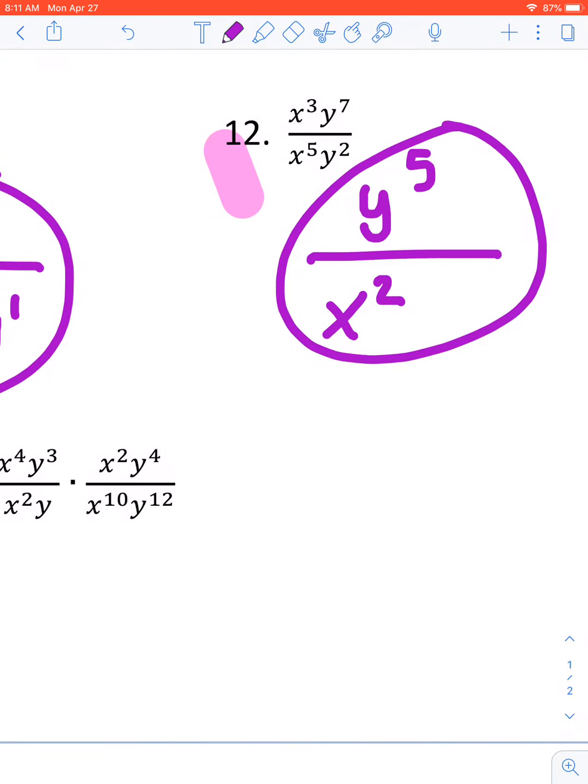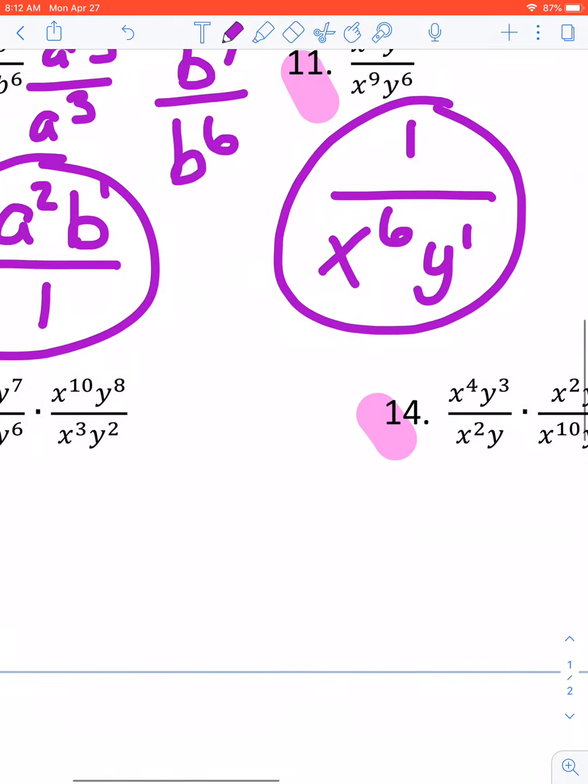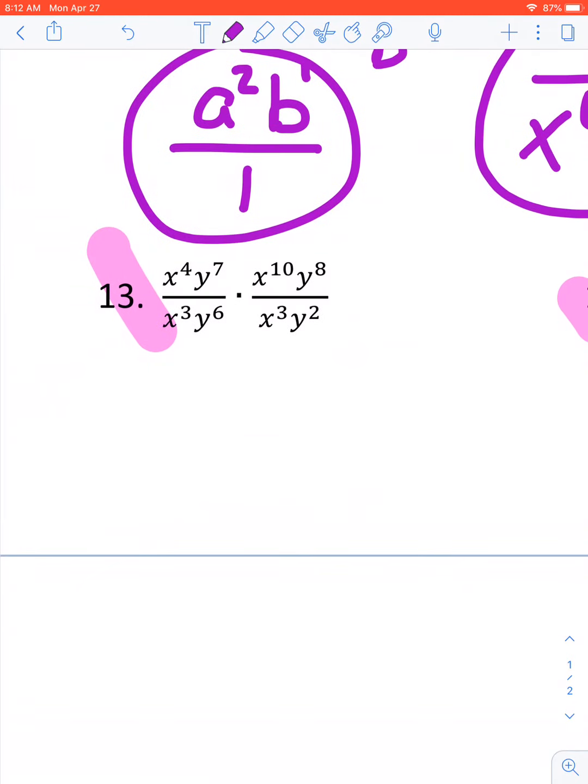And I'm done. Okay? So again, with division, there's a couple different ways you can do it. I like to teach it as just where do I have more, top and bottom, and how many more do I have. Okay?